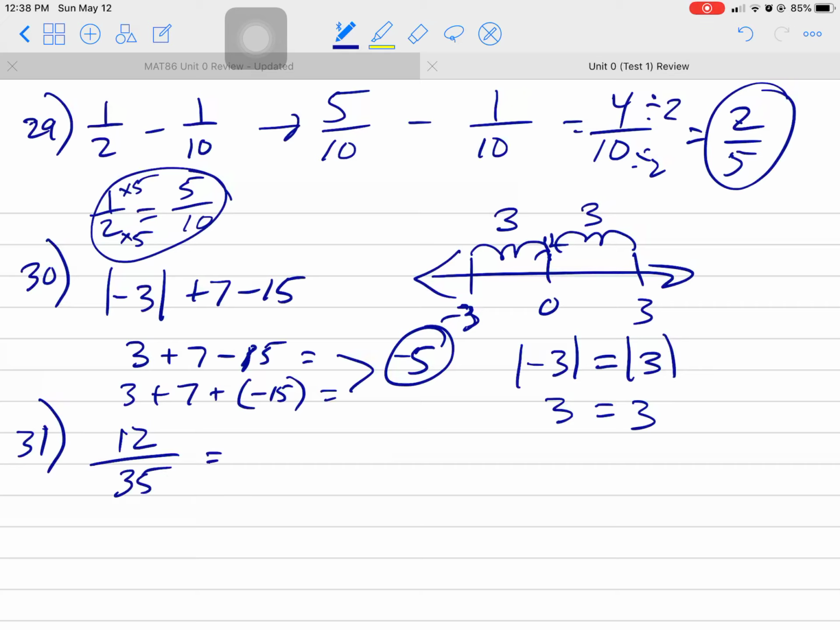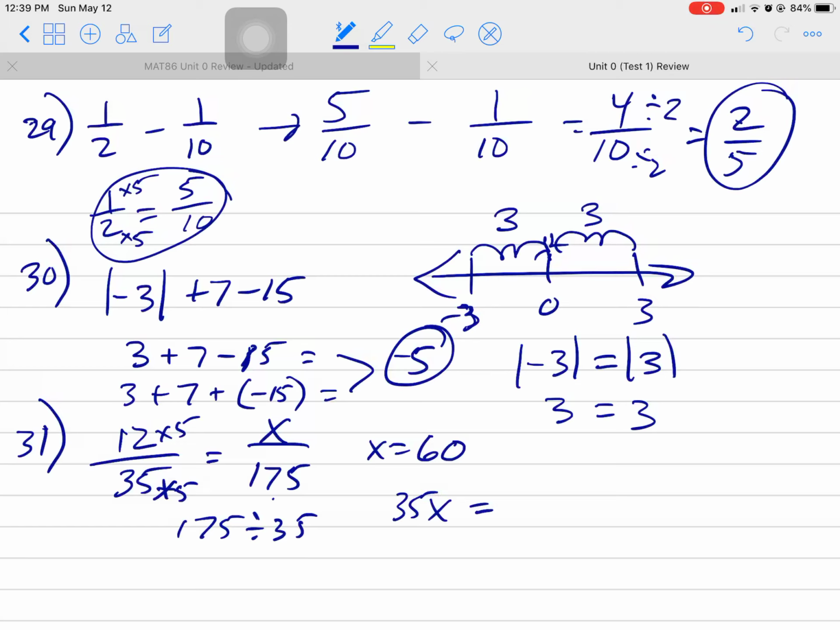This is an equivalent fraction statement, which is the same thing as a proportion. A ratio equals another ratio is a proportion. They're also equivalent fractions. What is 175 divided by 35? Or you can cross multiply, which is what I did on the paper there. But I prefer to think of it as an equivalent fraction. 175 divided by 35 is 5. It took 5 times 35 to get that. So this would be times 5. So x would be 60. That works for me. You can also cross multiply. So x times 35 is 35x. And then 12 times 175 is 2100. Really? Let me check that. 12 times 175, yep. Divide both sides by 35, x does equal 60. Either way.